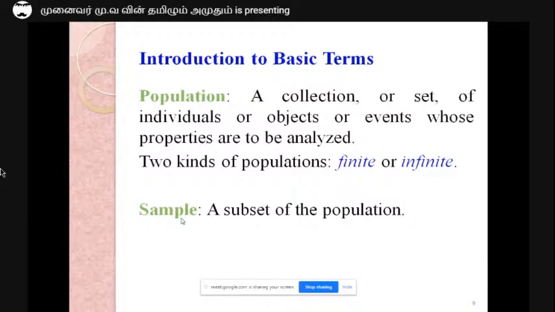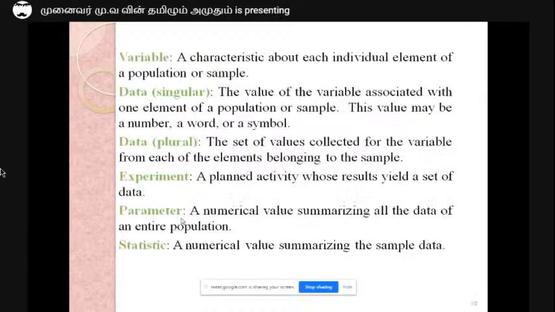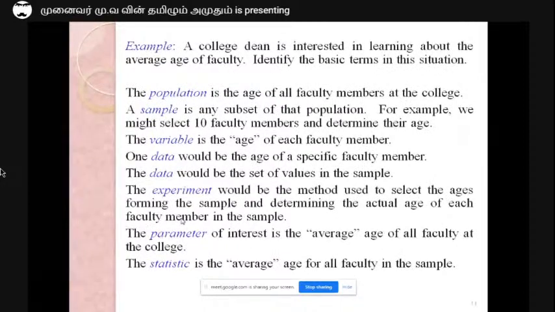And there are various terminologies related to statistics. From an example, we will read it. A college dean is interested in learning about the average age of the faculty. Identify the basic terms in the situation. A population is the age of all the faculty members in the college. Consider there are 100 faculty in the college, and among the 100, we take 10 as a sample. That subset of 10 is said to be a sample. A variable is the age of each faculty member. Data would be the age of a specific faculty member.